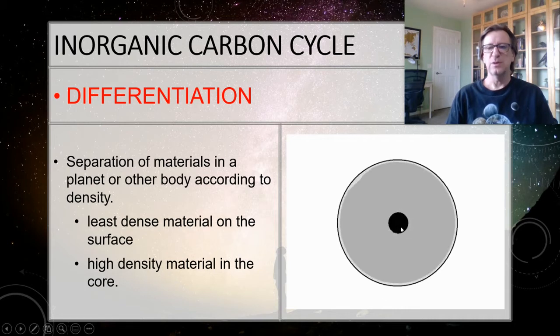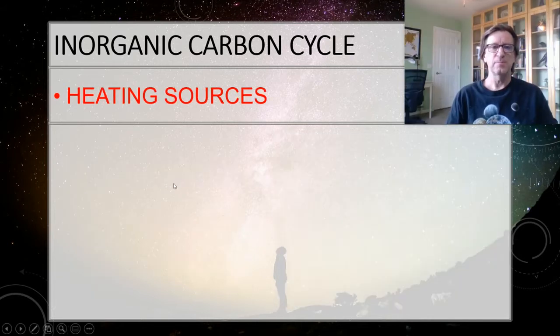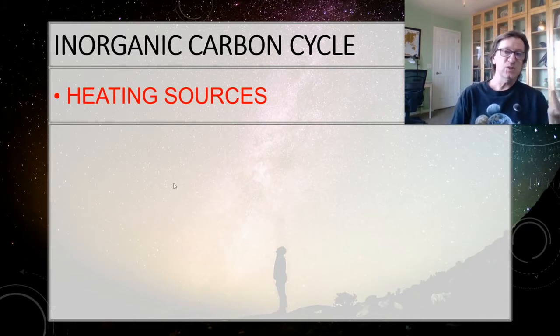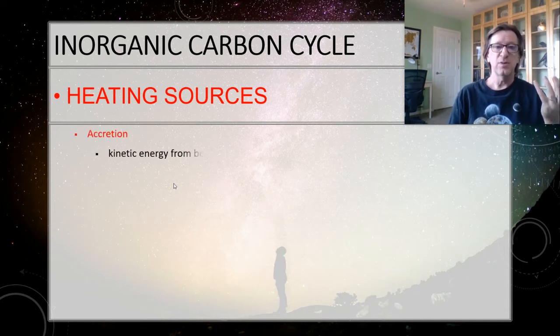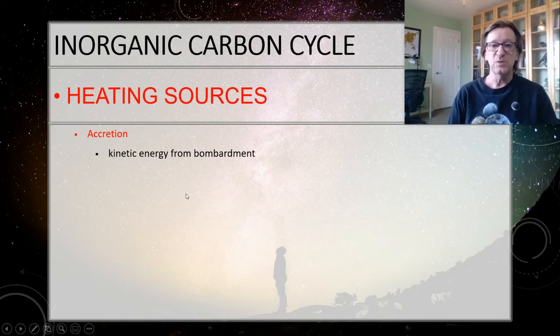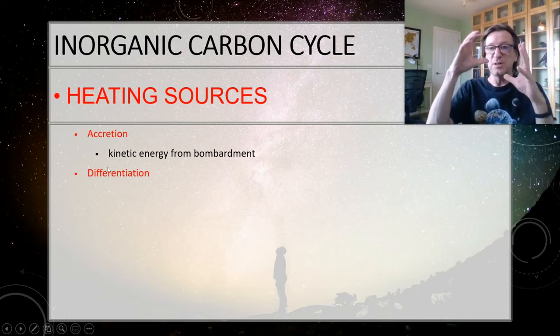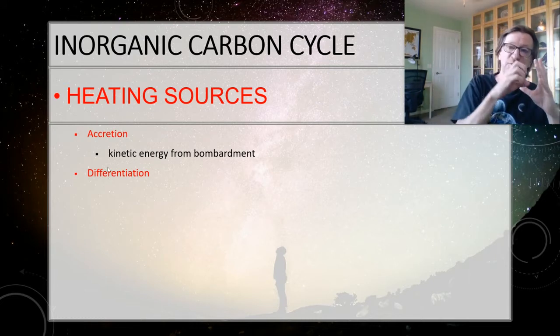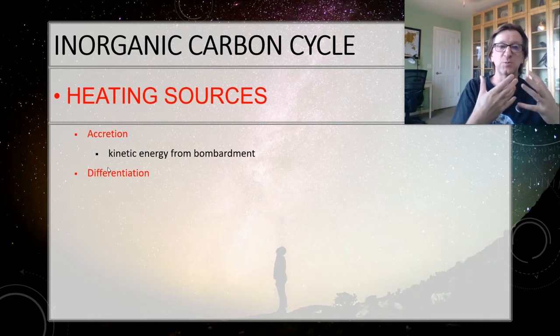Okay, so just as a review, this is the core, it's the most dense, the mantle is the next most dense, and then the lithosphere, which is the crust, is going to be the outer part and the least dense material. So what can heat things up? Well, the planet is warm, and as long as it stays warm, it's going to stay molten and it's going to have active geology. So, the energy from accretion, from those initial bombardments, is where it gets most of its initial energy. After that, some of the energy actually comes from differentiation. The fact that it falls down to the middle, it's giving up gravitational potential energy.